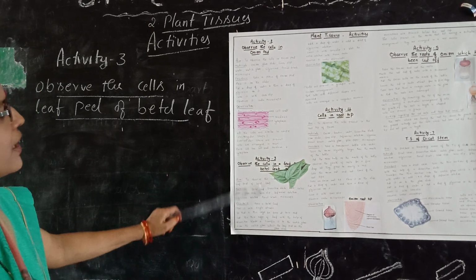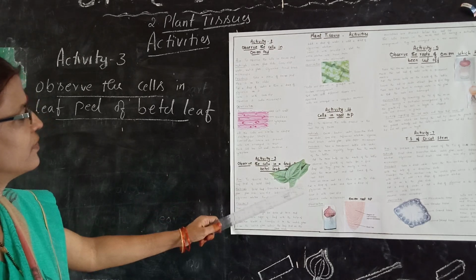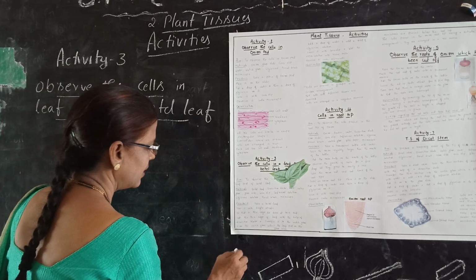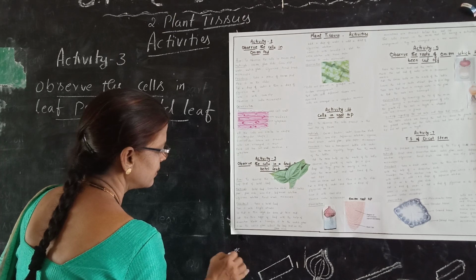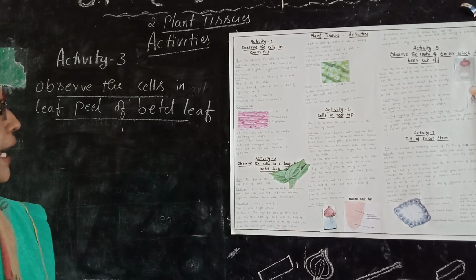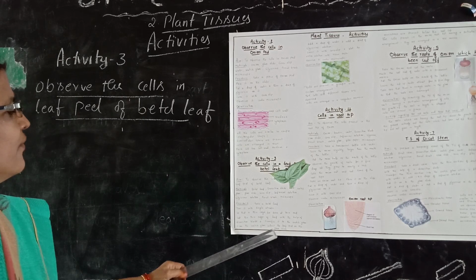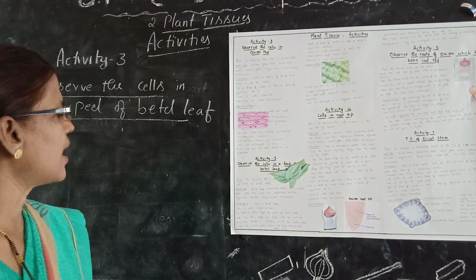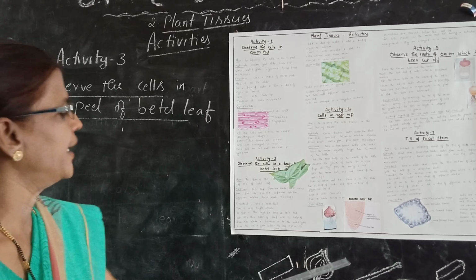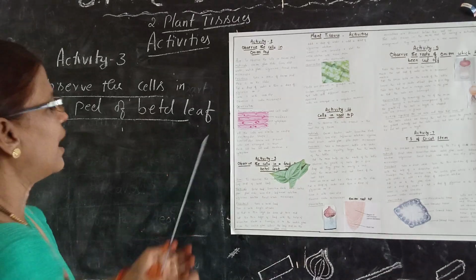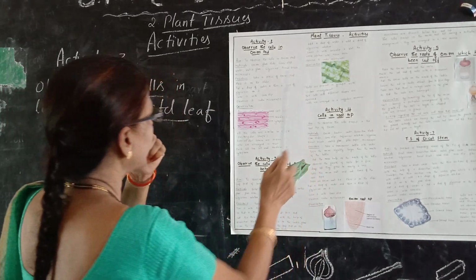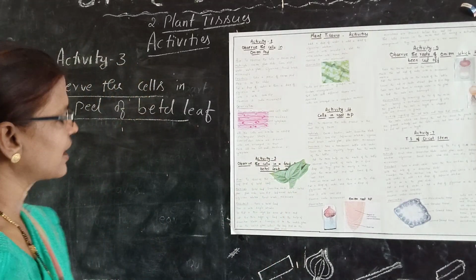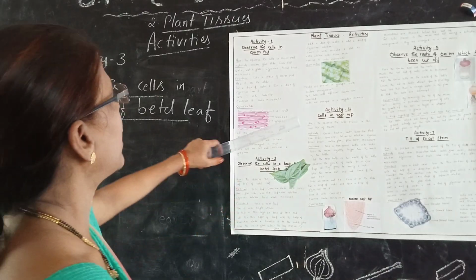Now we see the procedure of this activity. Take a betel leaf, tear it with a single stroke so that a thin edge can be seen at the top end. Cut the thin edge of the leaf with the help of a dissection blade and transfer it onto the watch glass. From the watch glass, collect the leaf peel on the glass slide, and add a drop of water and a drop of glycerine solution. Cover it with cover slip and observe it under microscope.